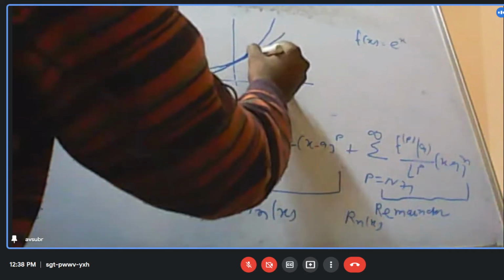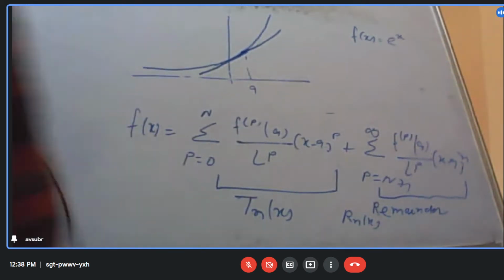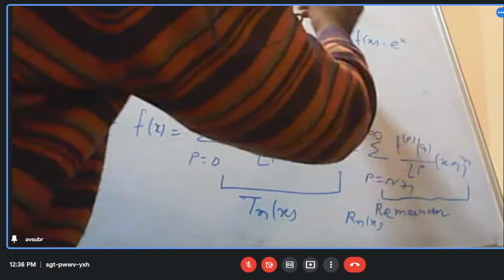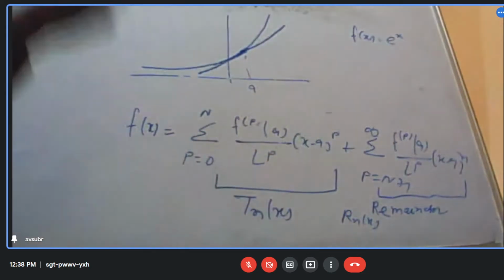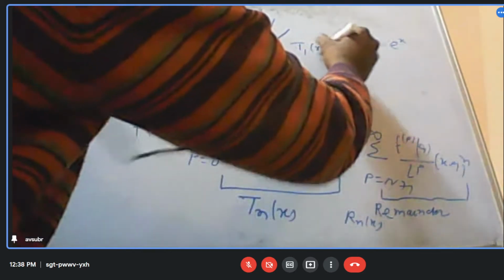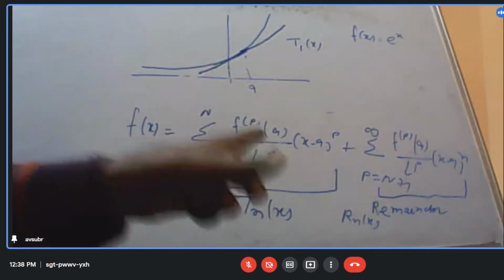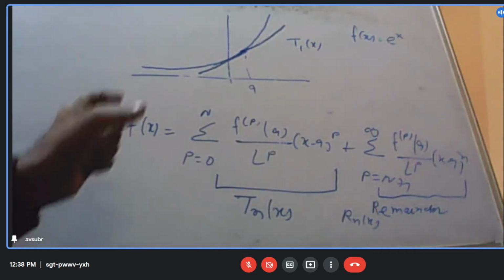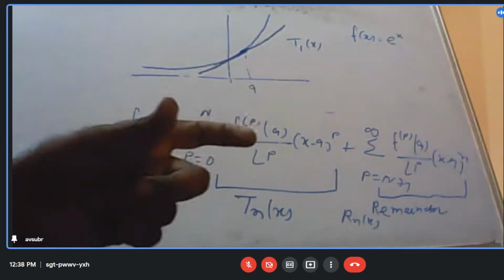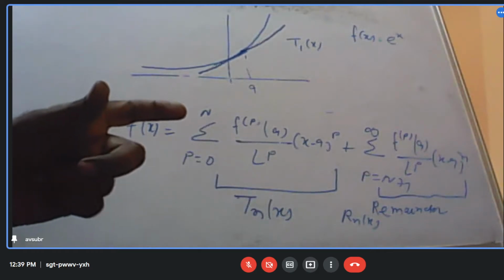This is the point A. Okay, and I have a straight line here, right? I have terminated my series up to the first term, or first derivative. First term means first derivative. Two terms will be there: the original function at x equal to a, plus the derivative term at x equal to a. I hope it is clear.